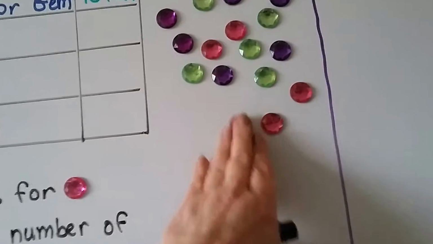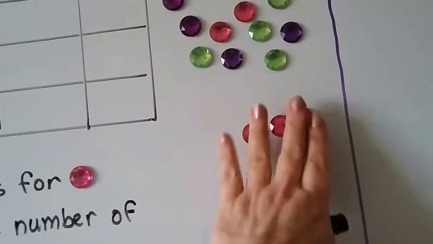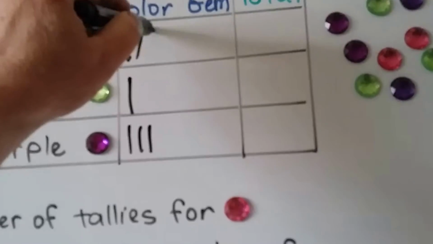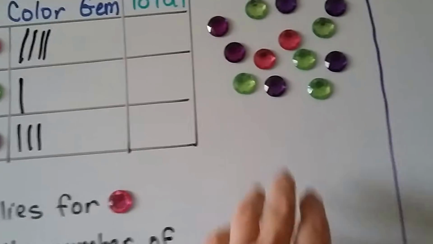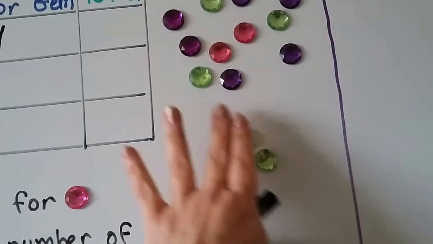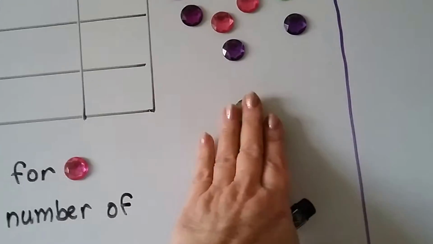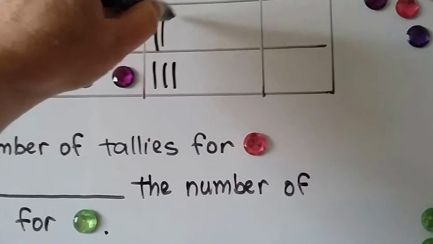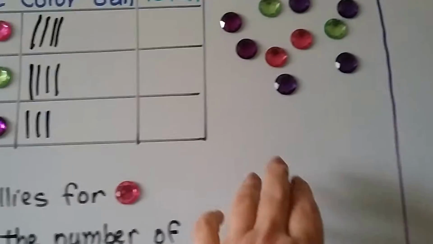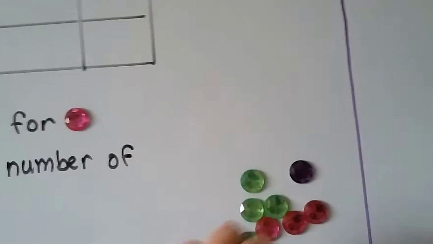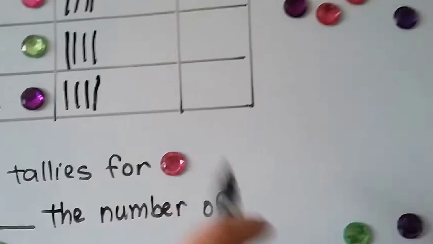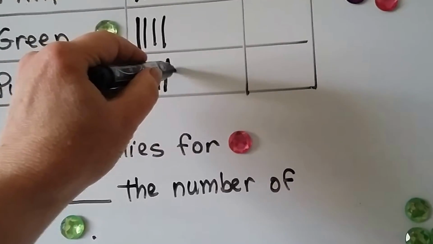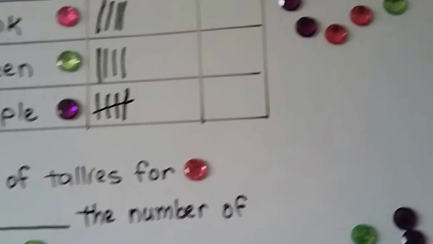We've got 1, 2, 3 pink ones. So we need 3 tally marks for pink. 1, 2, 3. We've got 1, 2, 3 green ones that we can move down here. So we need 3 tally marks for green. 1, 2, 3. We've got a purple one. Let's do a tally mark for purple. We have another purple one. So we need another tally mark. Now we're going to cross the 4, aren't we? To make a group of 5.